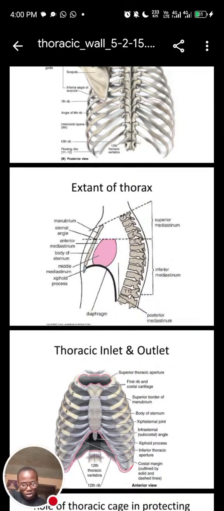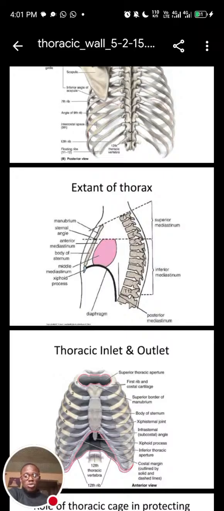The meaning is what we did first. The characteristics is SMS TTD. The composition is STP. The extent is SIP. What is SIP? Superior mediastinum, inferior mediastinum, and posterior mediastinum. What are the components? STP: sternum, thoracic vertebra, and the pairs of ribs. How many pairs of ribs? 12, from T1 to T12. 12 pairs of ribs. Now we are done with 4 things: 1, 2, 3, 4.